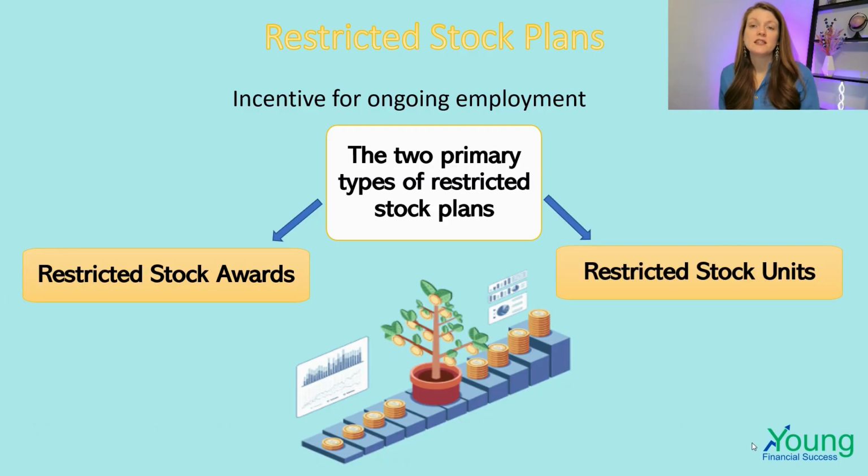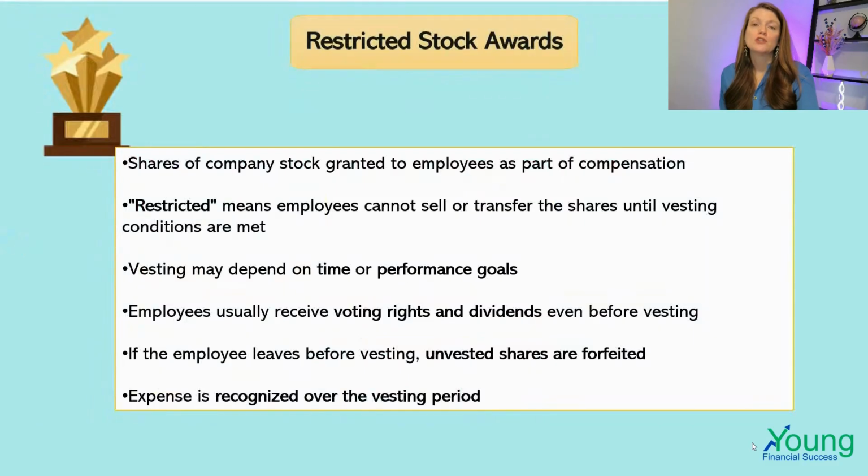So first, we're going to see two different restricted stock plans. So this is incentive for ongoing employment. We want the employees to keep working there, and we have these restricted stock plans. So the two primary ones that we're going to look at in this video are restricted stock awards and restricted stock units. So let's go ahead and jump right into the restricted stock awards.